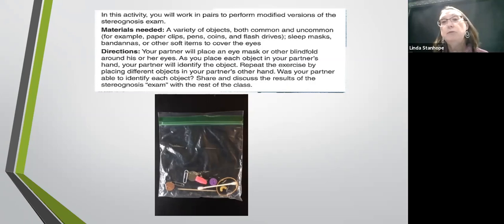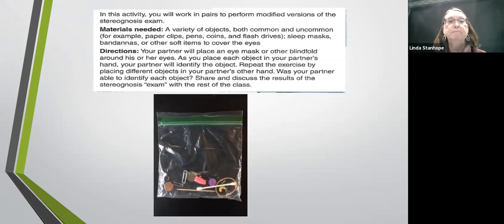Some other ones that we might use, I've actually placed a whole bunch of rice in a bag and then hidden one of the small safety pins in there, and they have to find the small safety pin. So just different things that we see professionals using out there, such as your occupational therapist, et cetera, that are trying to zone in on that ability to feel those things.